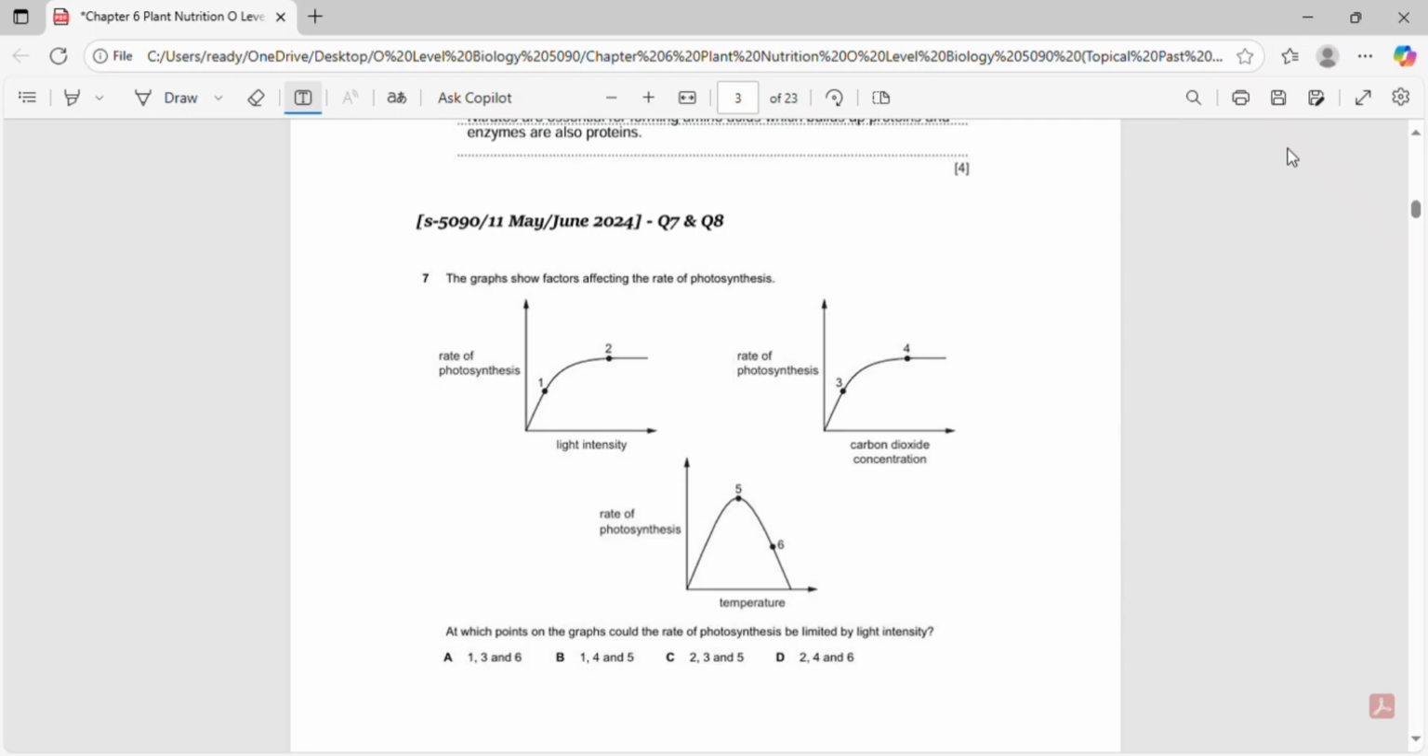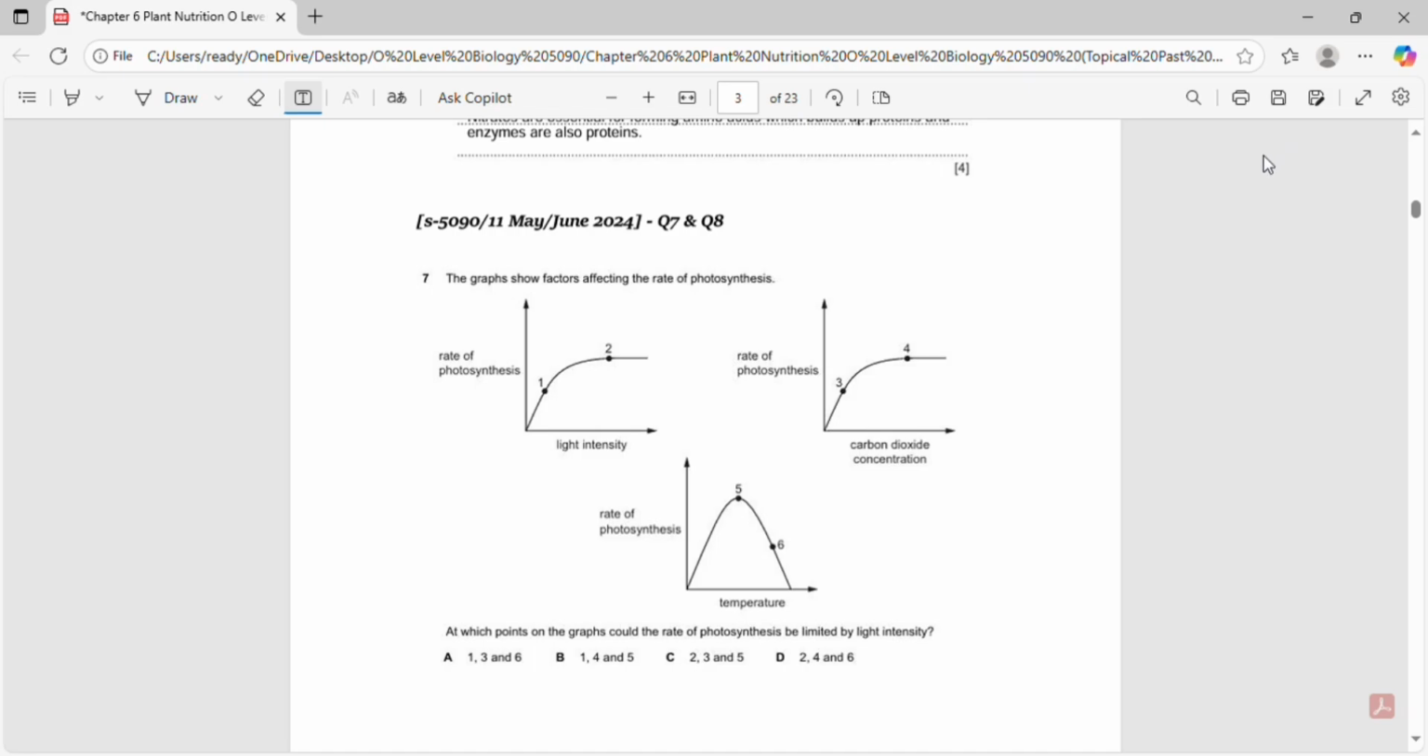Alright, then back to another multiple choice question. The question shows us the same three graphs we saw earlier, but this time, the focus is on light intensity. So they are asking, at which points on the graphs could the rate of photosynthesis be limited by light intensity? Now let us look closely at each graph and figure out where light intensity is actually the limiting factor.